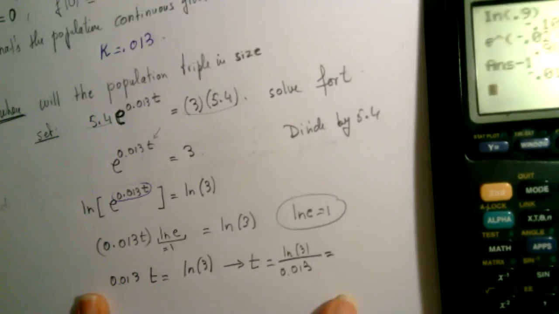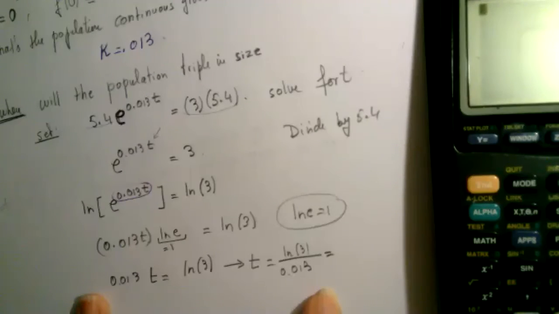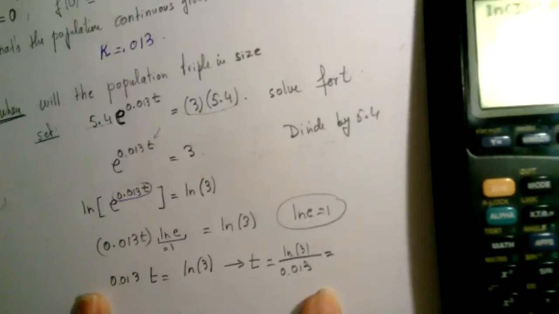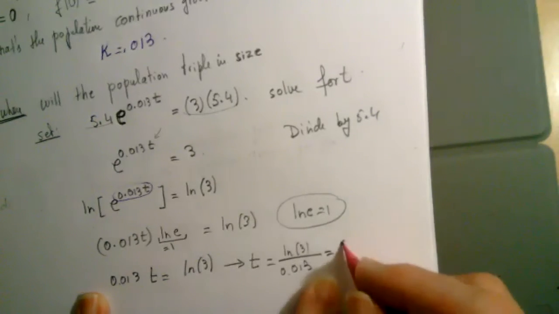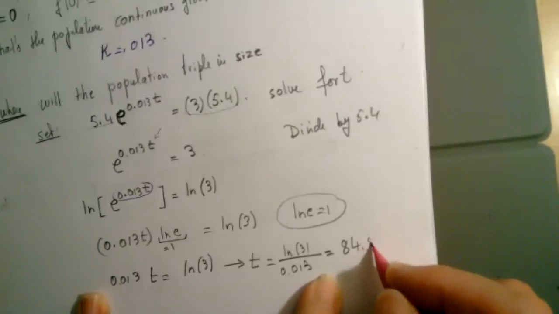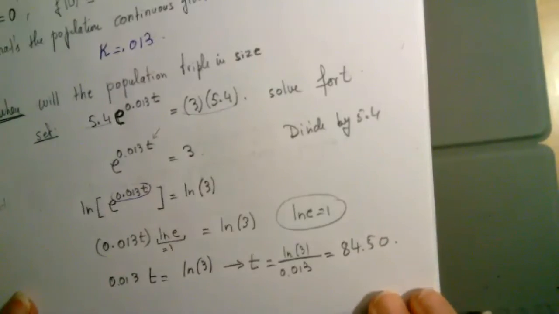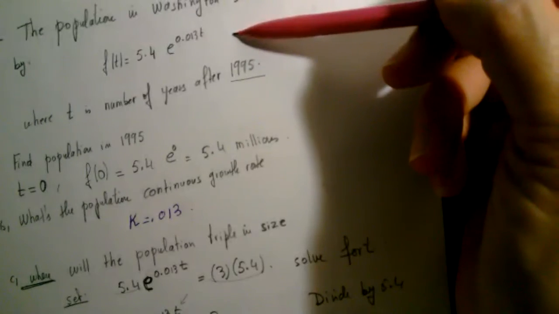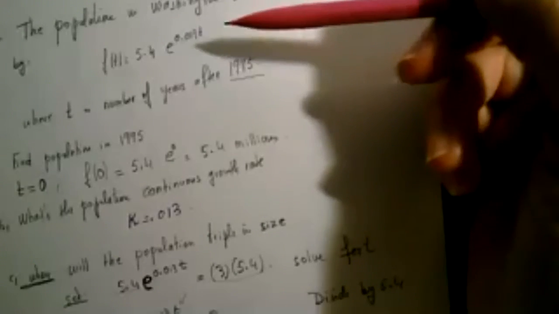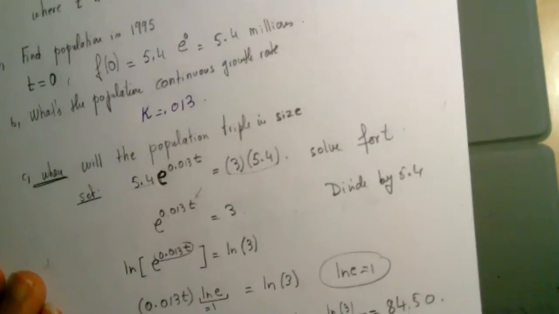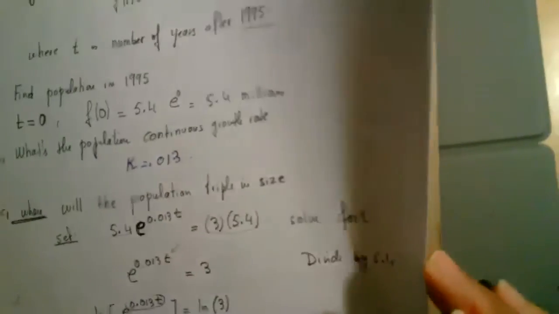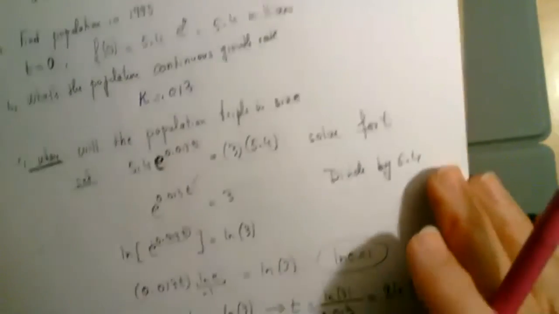So t is ln of 3 divided by 0.013, and I'm getting almost 84 years, 0.50. So if this model for the population of Washington State remains, it will take 84 years for the population to grow to a little bit over 15 million. I don't think it works.